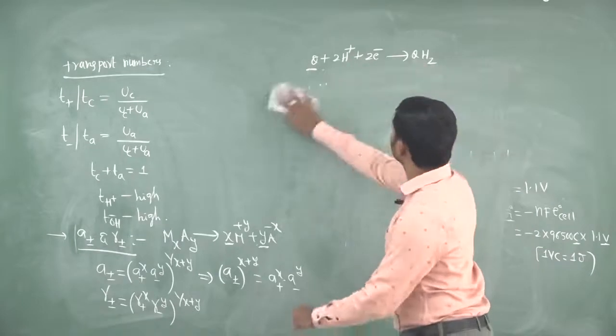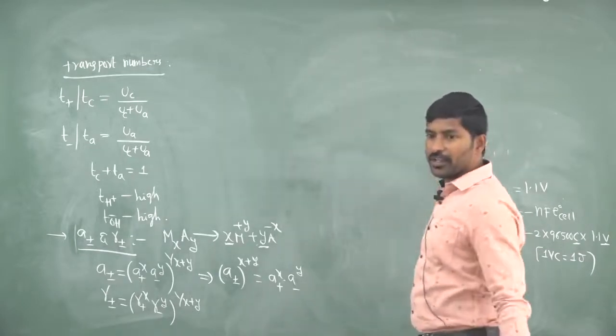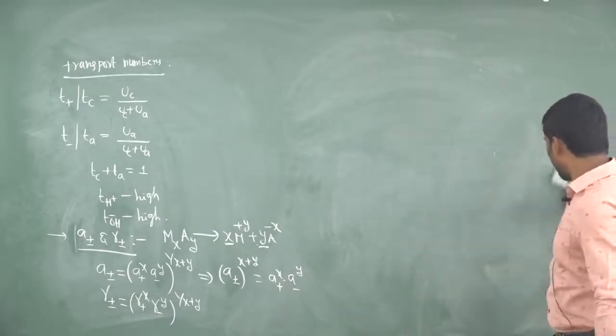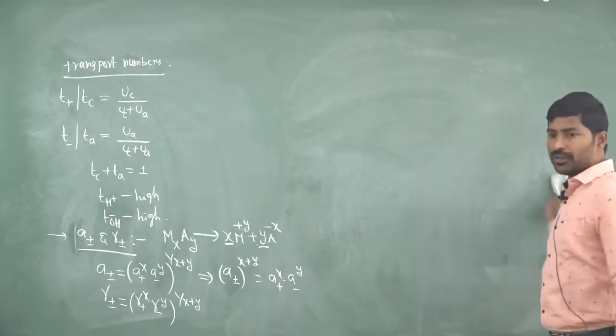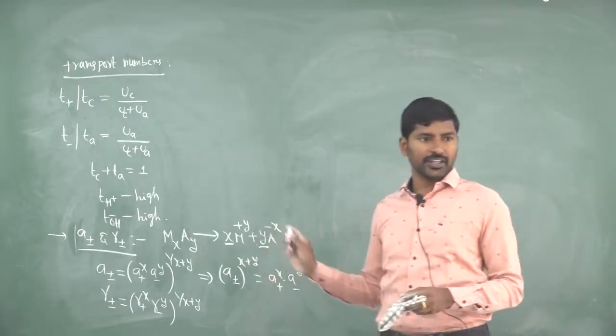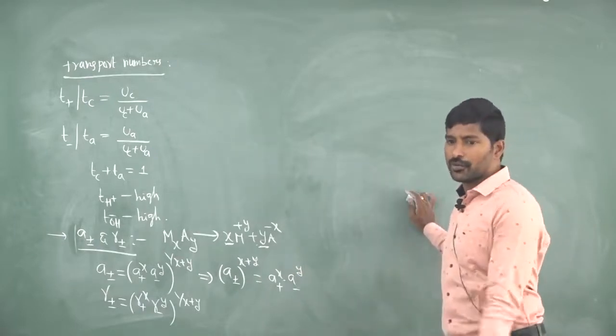For example, if you take sodium phosphate, Na3PO4, the x value we have to substitute is 3 and the y value is 1. For calcium phosphate, Ca3(PO4)2, the x value is 3 and the y value is 2.